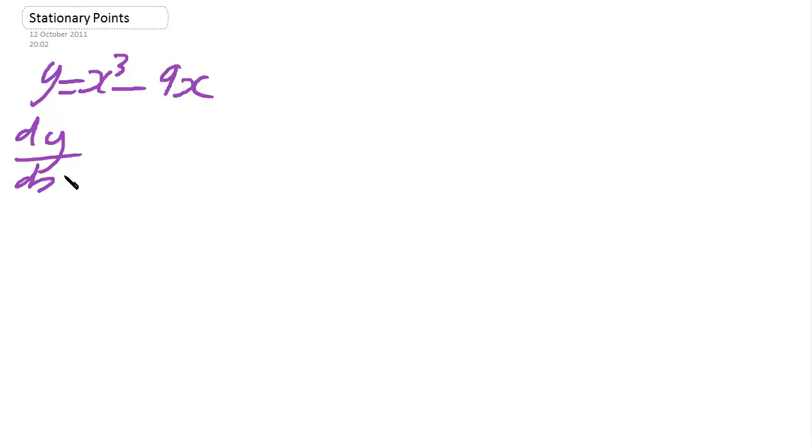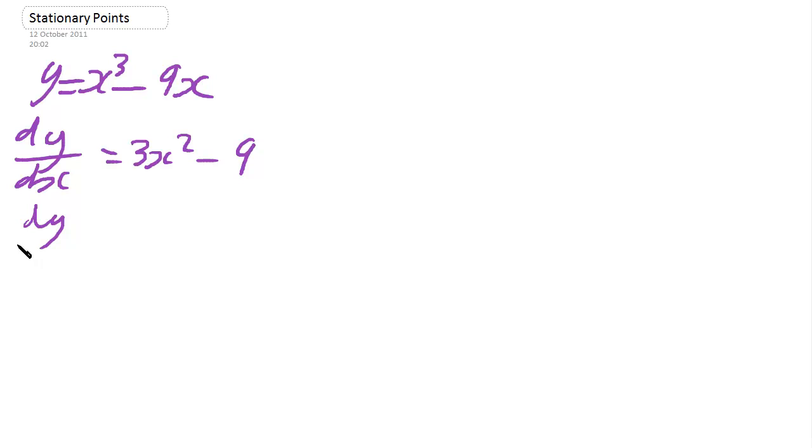So let's have a look at an example of a stationary points question. We're going to find the stationary points of y equals x cubed minus 9x. First thing we need to do is find dy by dx, and that equals 3x squared minus 9. Times by the power, take 1 off the power. Remember, 1 off this means you have x to the naught.